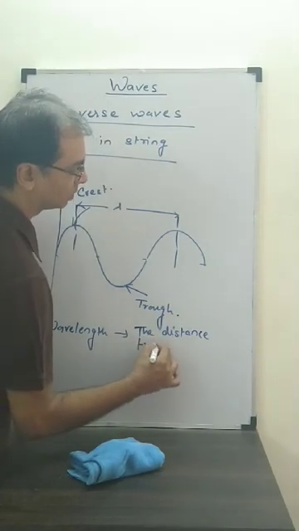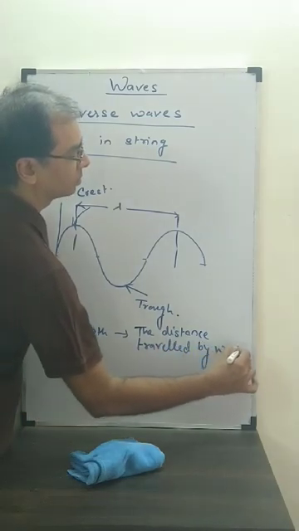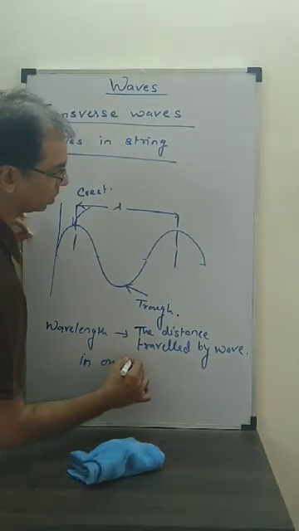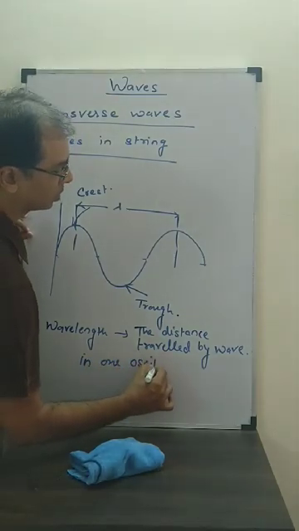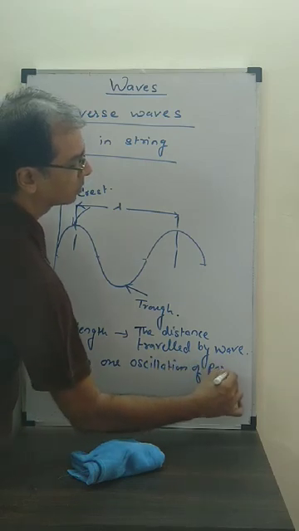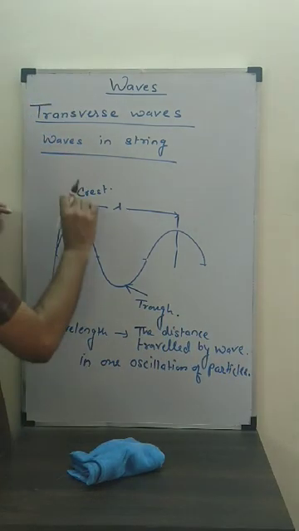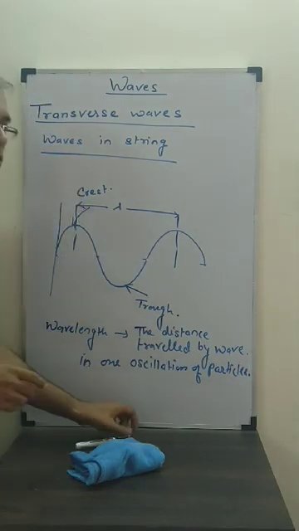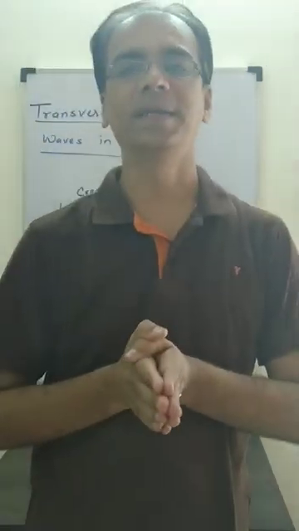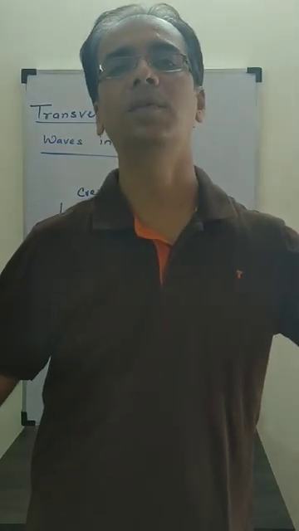Distance traveled by the wave in one oscillation of particles. All the particles here are oscillating. That also we need to remember when we talk about a wave. In that, all the particles, right from the first particle to the last particle, are vibrating.